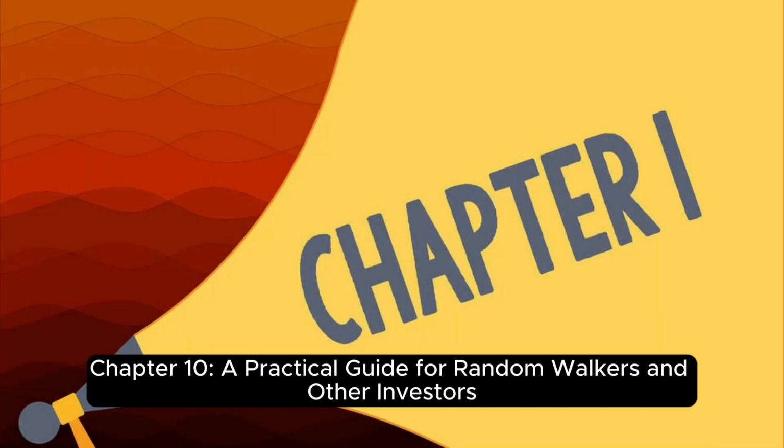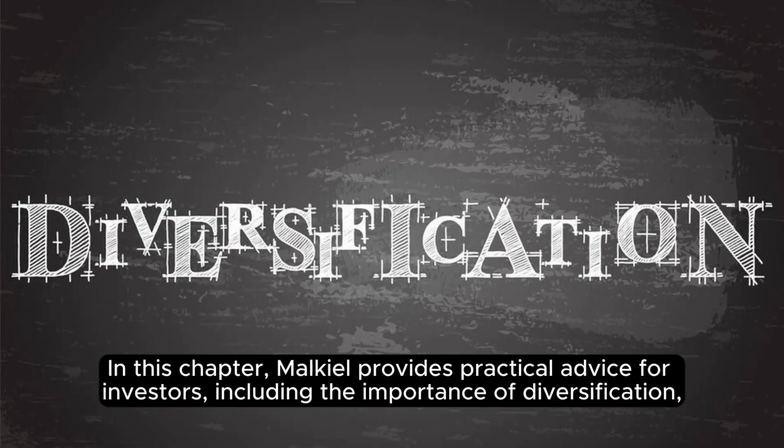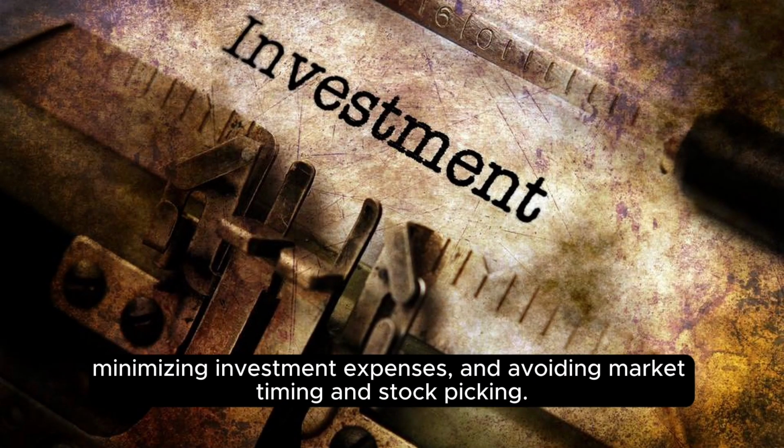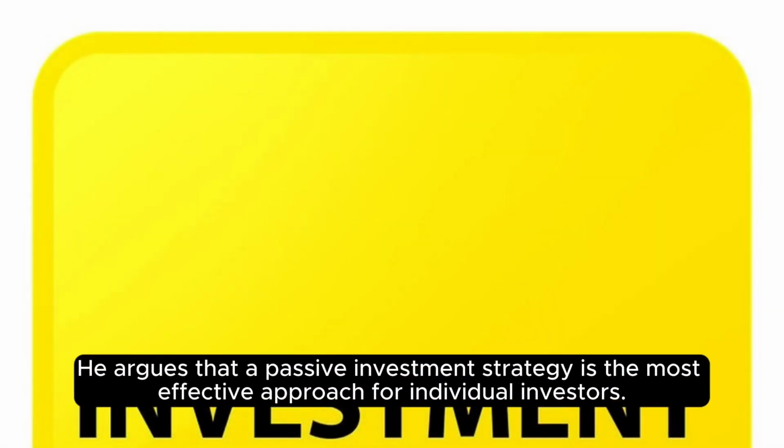Chapter 10. A Practical Guide for Random Walkers and Other Investors. In this chapter, Malkiel provides practical advice for investors, including the importance of diversification, minimizing investment expenses, and avoiding market timing and stock picking. He argues that a passive investment strategy is the most effective approach for individual investors.